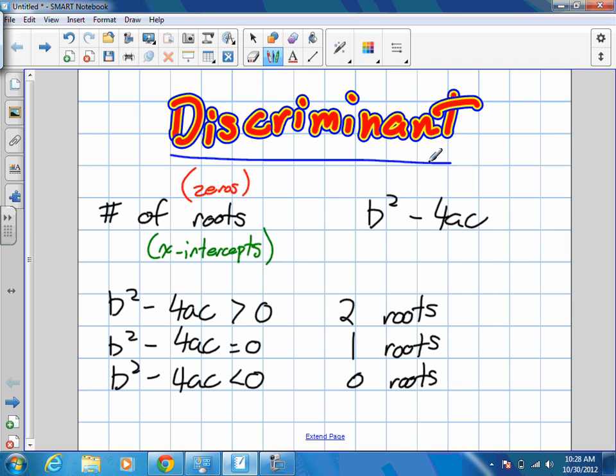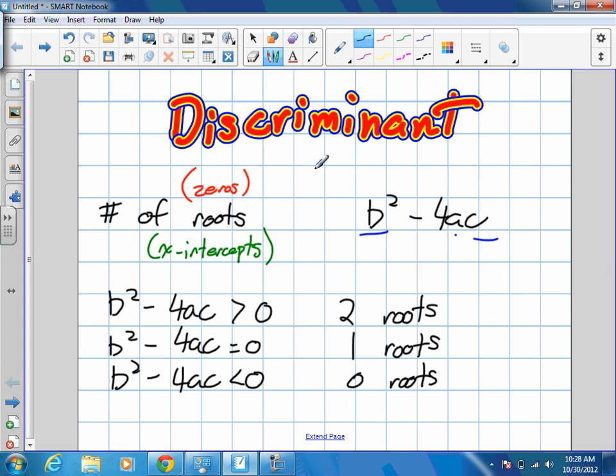Discriminant is part of the quadratic formula. We use it to figure out how many roots, zeros, or x-intercepts there are in a parabola. Now, in order to use the discriminant, I've given you variables b, a, and c. Those are in reference to the standard form of a quadratic equation. So we have y is equal to ax squared plus bx plus c.